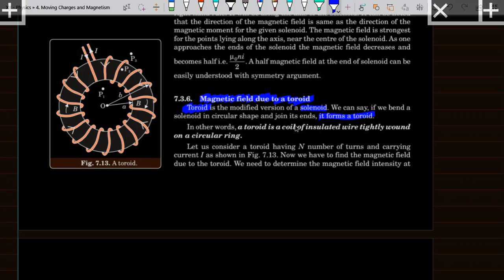तो एक circular ring जैसा होता है toroid. In other words, a toroid is a coil of insulated wire tightly wound on a circular ring.